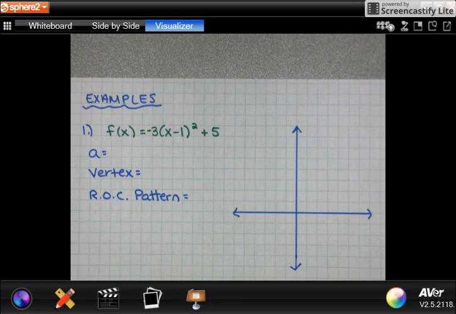Tomorrow in class, we're also going to add a couple of other notes to these graphs. There are a few other points on this graph that I want to identify, and a couple other things I want to label. But for today, I just want to make sure that we all understand, if I give you a function in vertex form, how you graph it. So let's start with our first example.